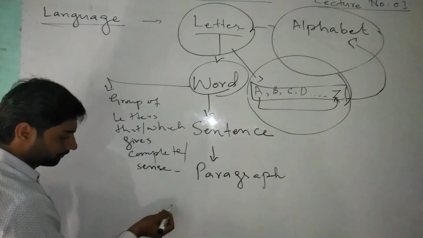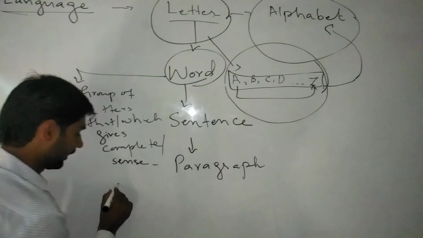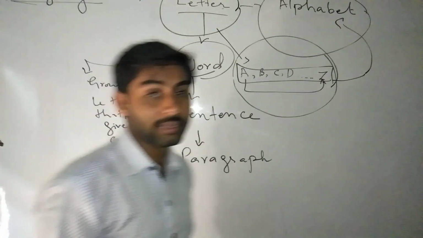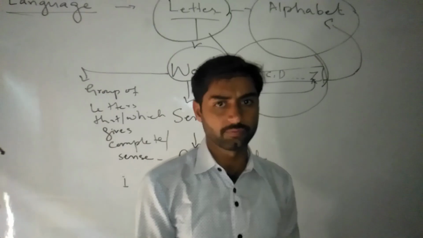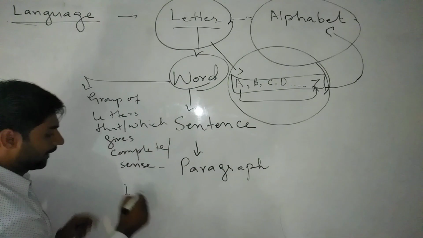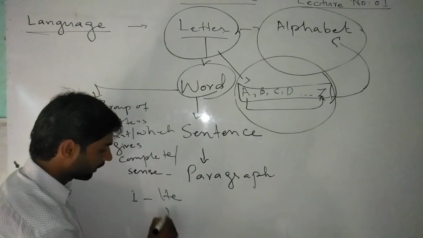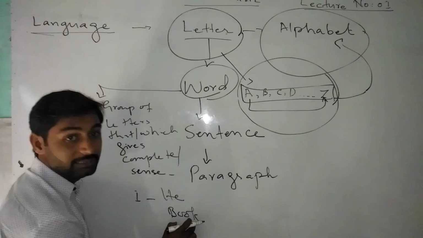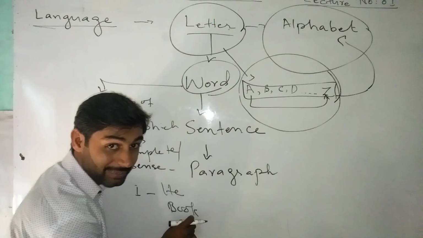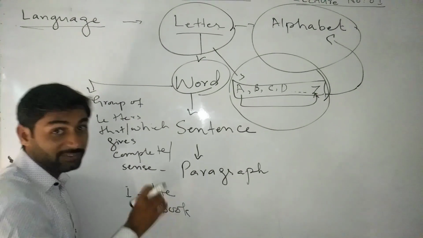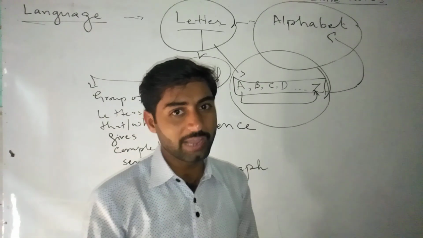For example, a letter can be a word. We mostly use I. I can be called a word in a sentence. If there is a sentence, I am a boy, then I can be called a word. Like he, it gives complete meaning. If we say book, this is a group of letters giving complete sense. That is why we call it a word. If it doesn't give us a complete meaning or sense, we won't call it a word. So you have to understand this.